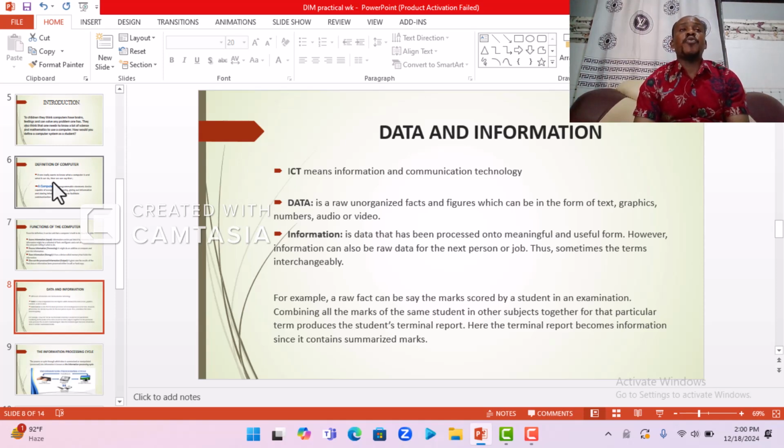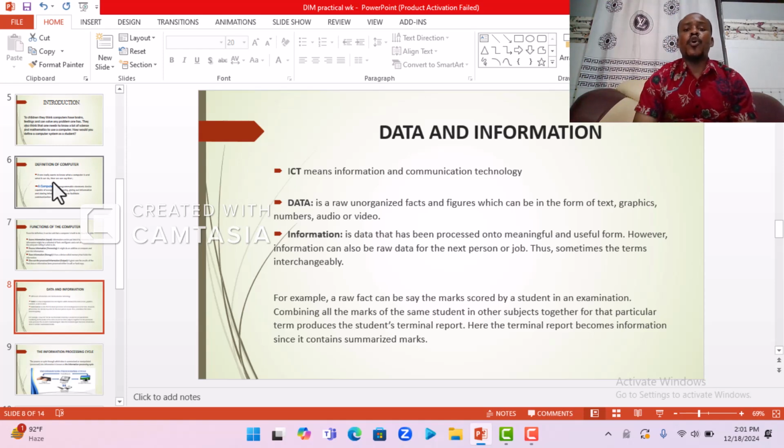For that, let's look at the full meaning of ICT. The first one is information, the second one is communication, and the third one is technology. So we are doing information and communication technology. Now, what is data? Data, we can say, is an unorganized fact. But let's go deeper here.